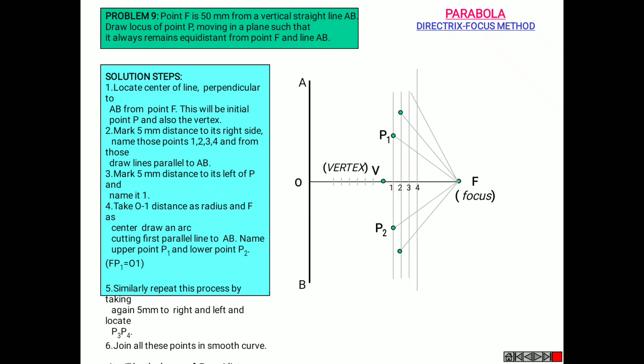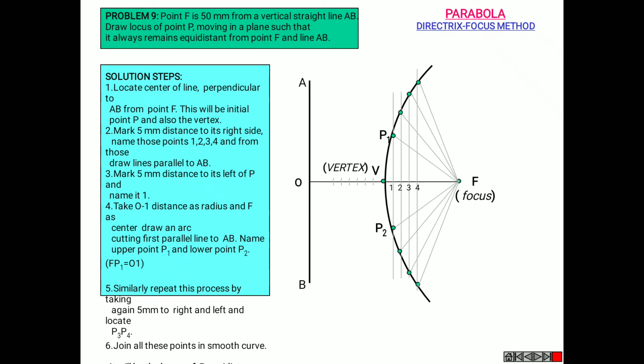Similarly, O to 3 as radius, F as center, cut the arcs on both upper and lower in order to obtain the points. Similarly, O to 4 as radius, F as center, cut the arcs on the fourth parallel line to the directrix. So we obtain some points, and join all these points smoothly in order to obtain the curve called parabola by using the directrix focus method.